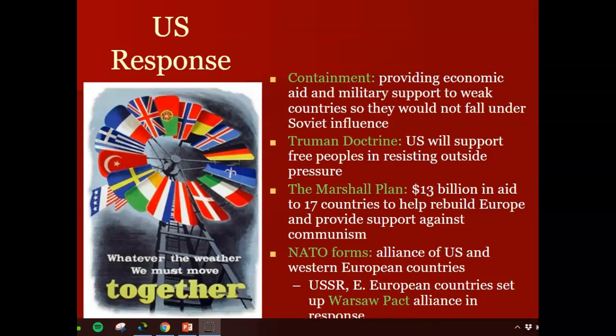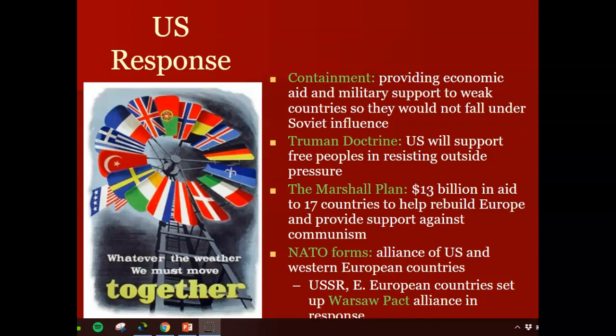that was created that said that the United States will support free peoples in resisting outside pressure to become communist. And so the United States gave money to places like Greece and Turkey to make sure that they didn't go communist. By the way, containment and the Truman Doctrine mean that they are preventing the spread of communism. It doesn't mean that they're trying to undo communism in the places where it already existed. That would have been kind of a dangerous thing to do and maybe risk war if they had tried to do that.